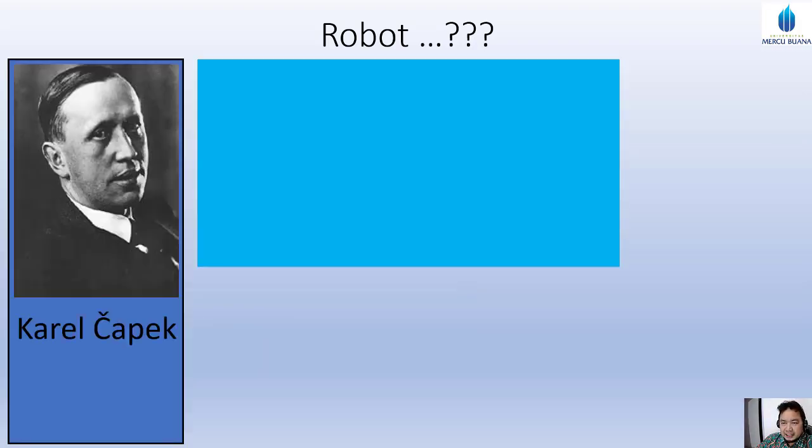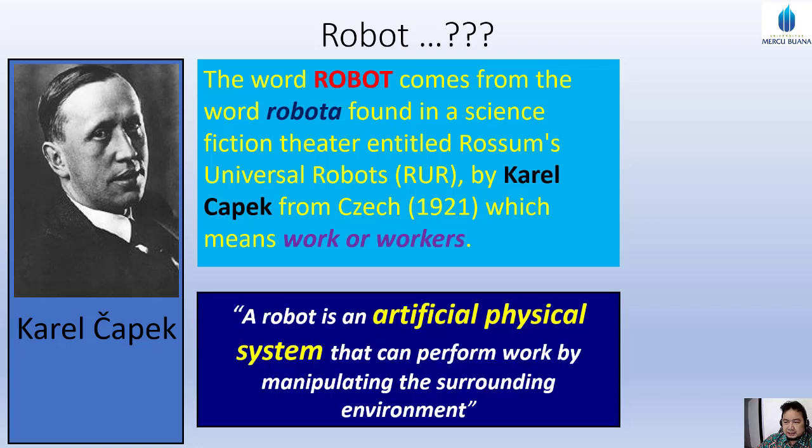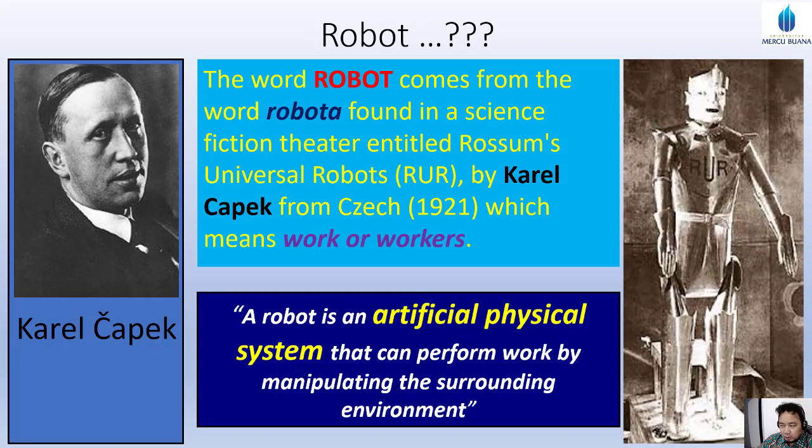Actually, the word robot comes from the word robota. It was found in a science fiction play entitled Rossum's Universal Robots, RUR, by Karel Čapek from Czechia. Historically, robot means work or workers. Like this, RUR.